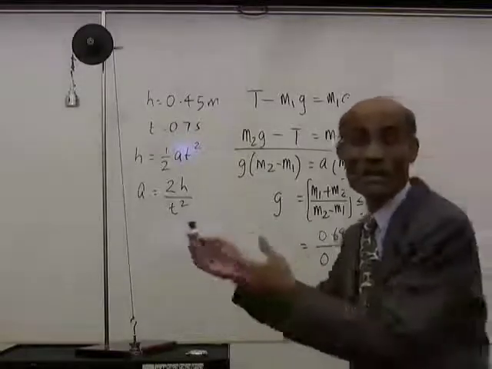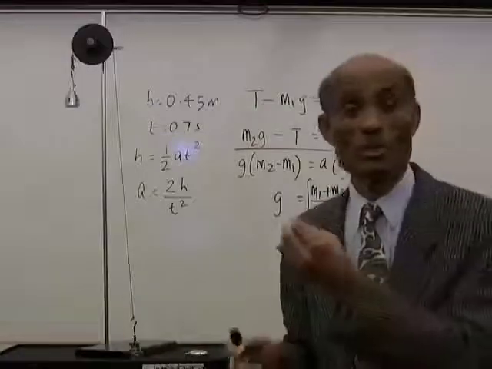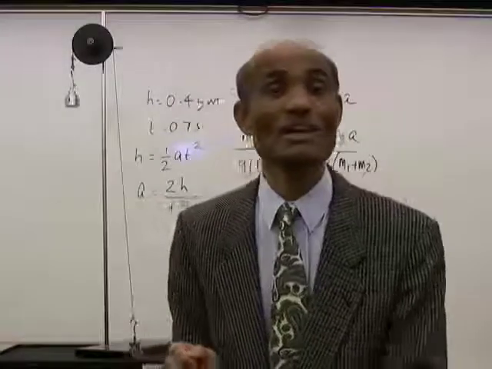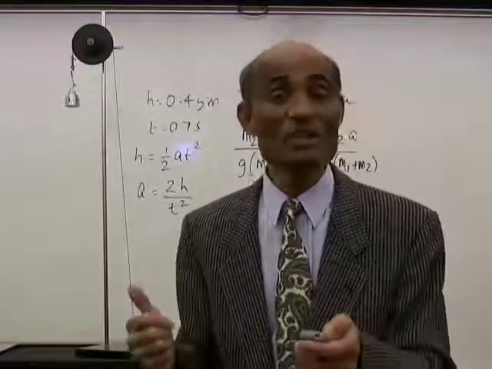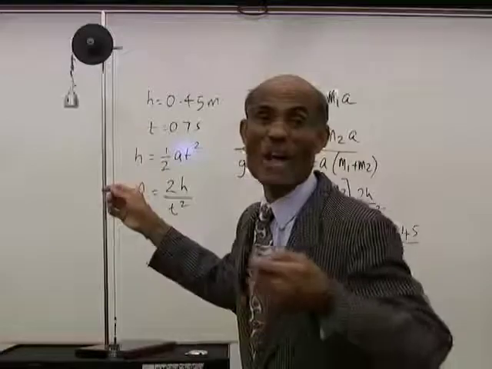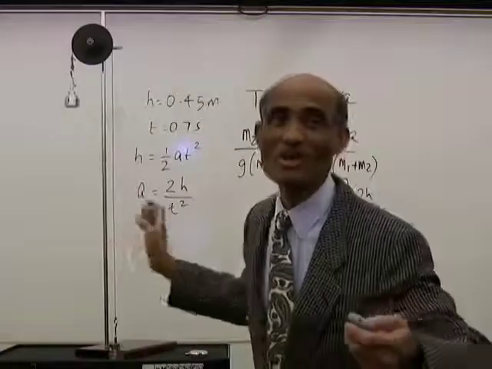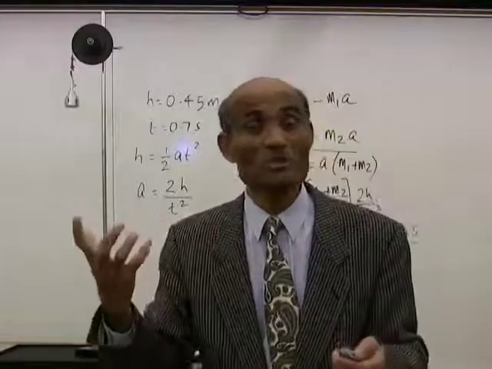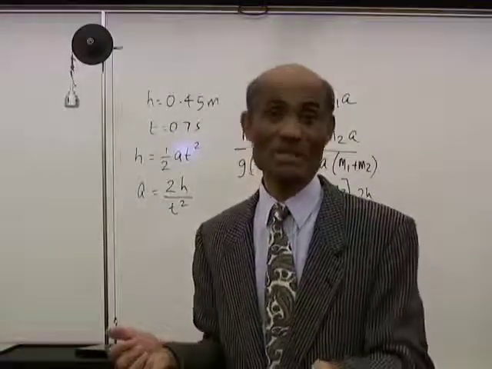Now remember, what I did is very crude, but you can use this equipment to measure very accurately the value of acceleration due to gravity. So this equipment is now called Atwood's machine because it was used by Atwood to measure the acceleration due to gravity.